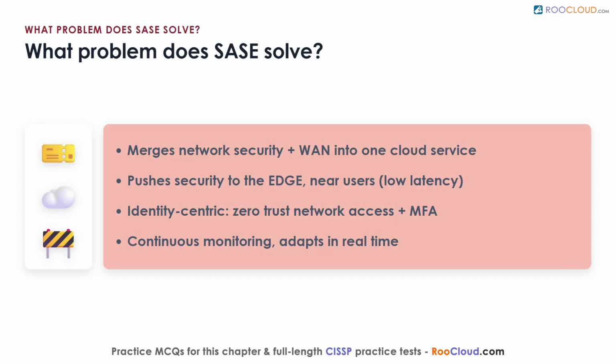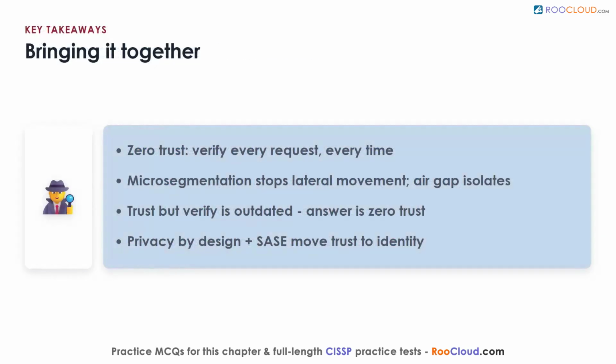Its core is identity-centric. It leans on zero-trust network access, so every user and device must authenticate and be authorized, with multi-factor authentication for users wherever possible. It also monitors behavior continuously and adapts in real time. Think of a security guard who travels with you rather than sitting at one fixed gate you must always drive back to. So let's bring it together.